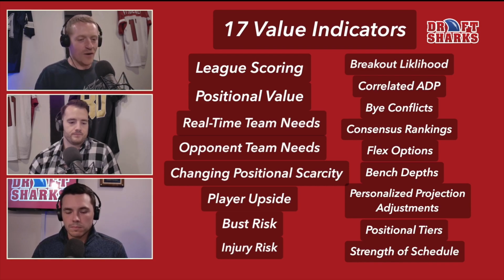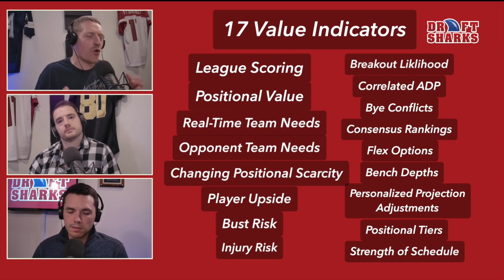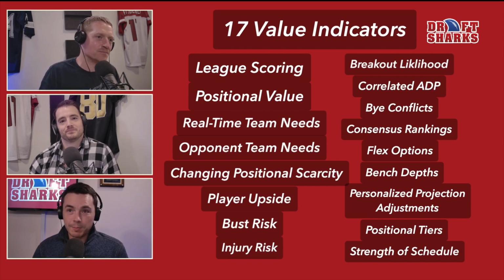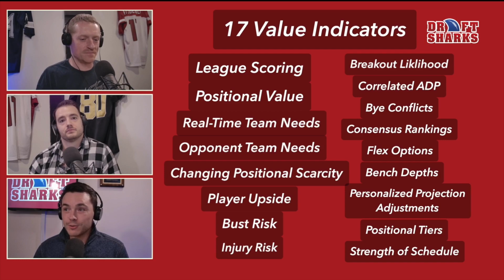So continuing down the list of 17, we've got bye conflicts, correlated ADP, consensus rankings. Jared, how does this come into play for us? What's correlated ADP, first of all? Well, it's ADP that is correlated to your league's rules, right? So if I'm in a PPR league, I don't want to be using ADP for a non-PPR league. It's just not going to be accurate. It's not going to be helpful at all.